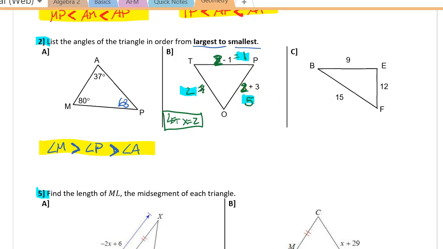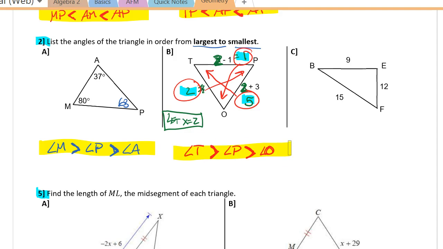Well, we know the smallest angle is opposite the smallest side, and the largest angle is opposite the largest side. So I see the largest side of 5, which means the largest angle is angle T. Next biggest angle is opposite side 2. So that's angle P. And then the smallest angle is opposite the smallest side, so 1 small side giving me angle O as my smallest angle.